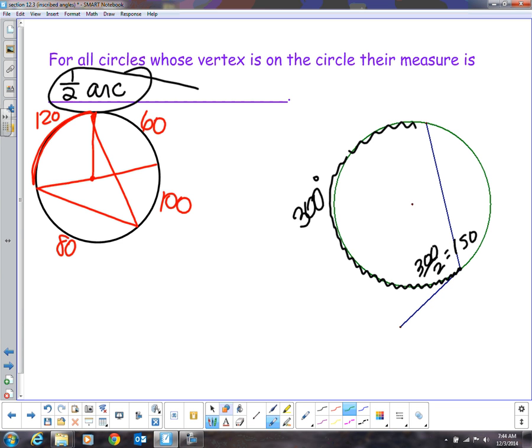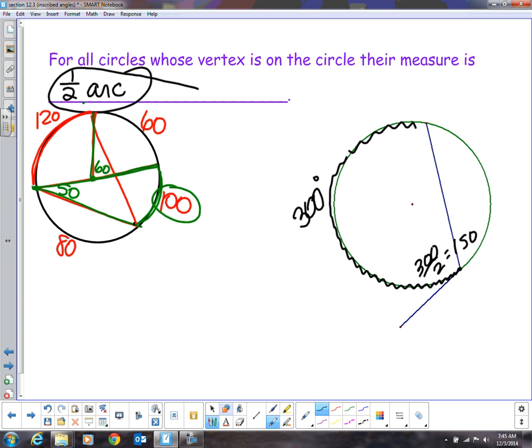What's the measure of this angle right here whose vertex is on the circle? It is 60. Arc equals angle. Look at this vertex. Follow its sides. What arc does it cut off? 100. The vertex is on the circle. What's the measure of the arc? What's the measure of the angle? Half. So if that's 100, what's that angle? 50.